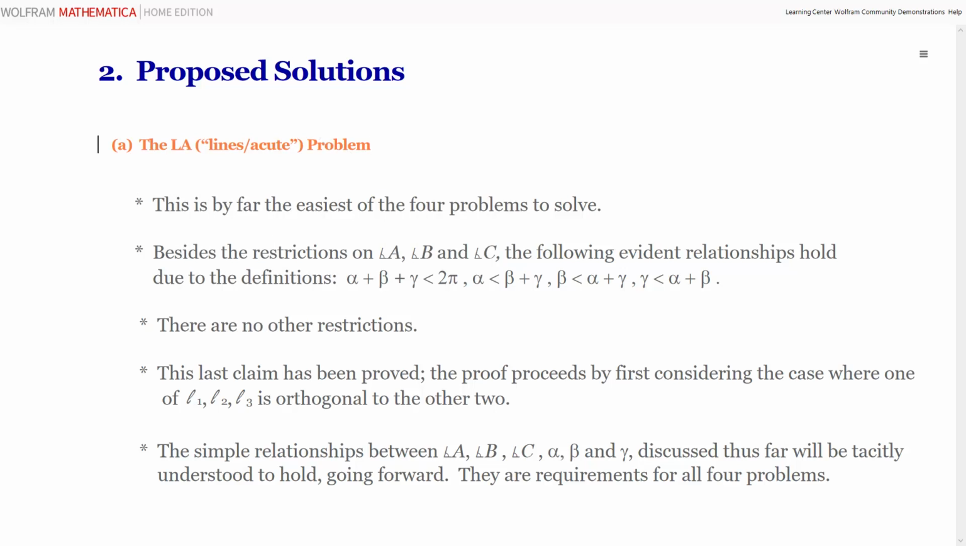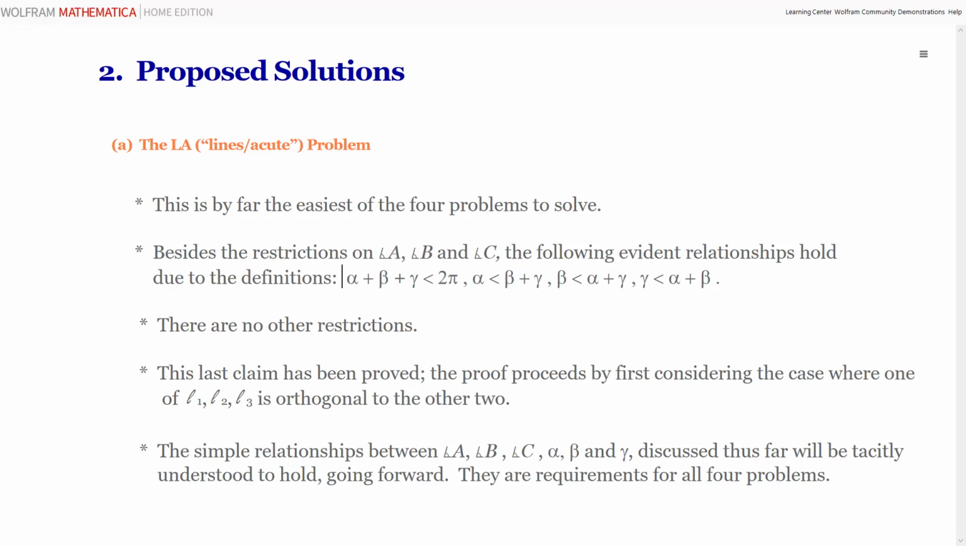The LA problem is by far the easiest to solve. We already know what the restrictions on A, B, and C are. Angle A, angle B, angle C have to be positive numbers and they have to sum to pi. But I now suggest that we have naturally these four conditions on alpha, beta, and gamma. Alpha plus beta plus gamma must be less than 2 pi. Alpha must be less than beta plus gamma. Beta must be less than alpha plus gamma. Gamma must be less than alpha plus beta.